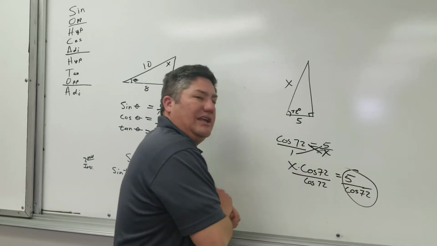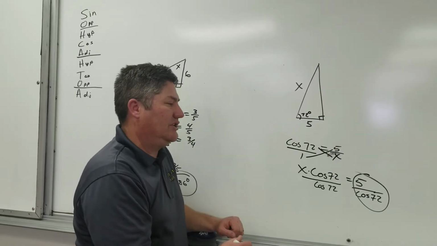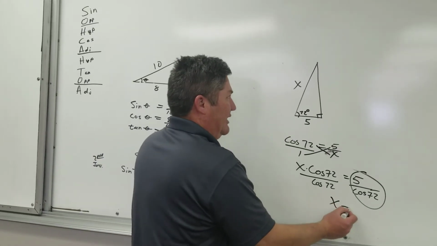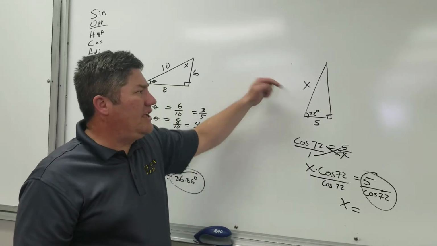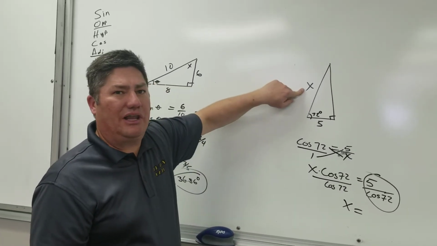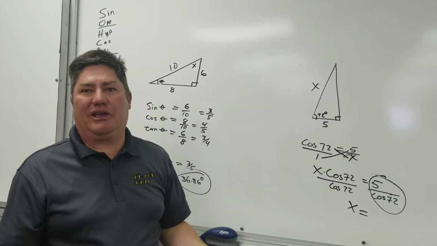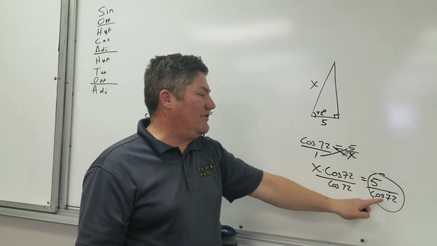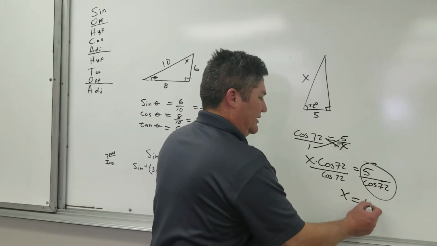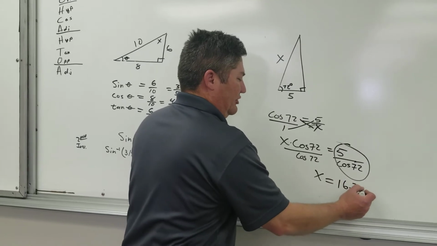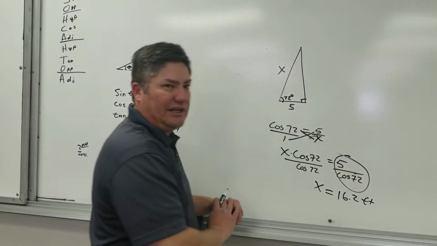Just punch it in the way it's written. So I'm going to punch that in just like that. 5 divided by cosine of 72, and I'm going to hit equals, and then I'm going to get x. Now, before she tells us the answer here, think about this. Should x be bigger or less than 5? Obviously bigger. If it's not, I did something wrong on my calculator, right? So I'm going to hit 5 divided by cosine of 72, and it tells me 16.18. 16.2 feet, or whatever it was, against that building.